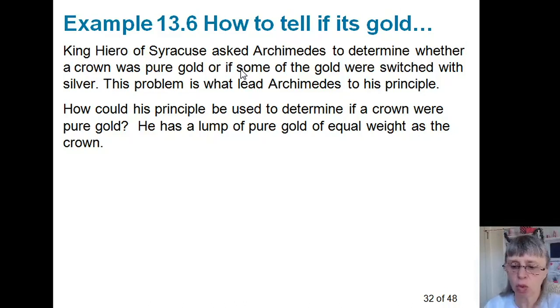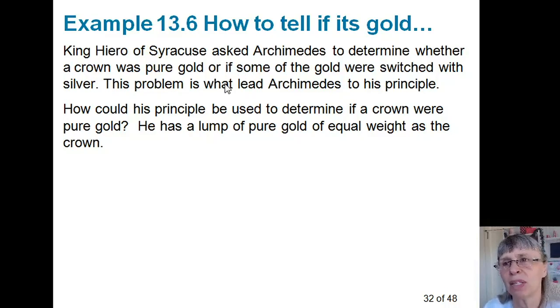So if he can swap out, they knew how much gold was given. So whatever it was, let's say it's a kilogram, they knew that they'd given the guy a kilogram of gold, and what he's making had better be equal to a kilogram of gold. But if he swaps out some of the gold for silver, then that unscrupulous goldsmith can keep the gold and line his pocket with it.